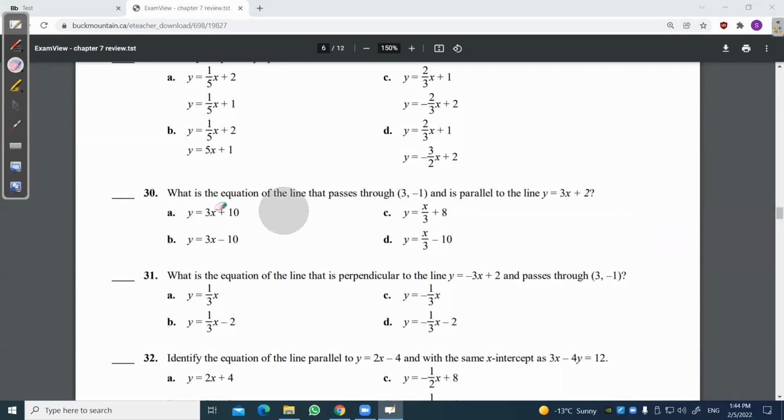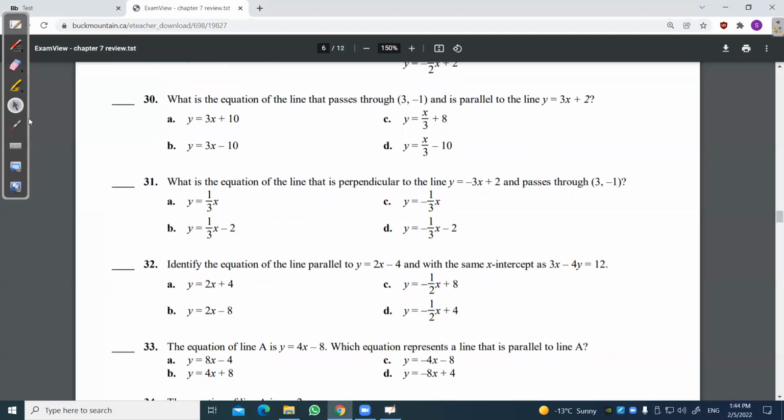What about 31? Now they're perpendicular. So if they're perpendicular, what's the slope of this new line? 1 over -3. No, 1 over 3. You have to change the sign as well. It's negative, right? So it's 1 over 3.